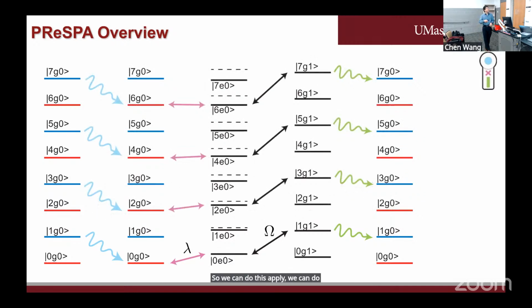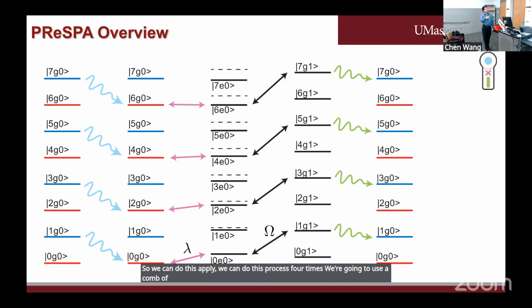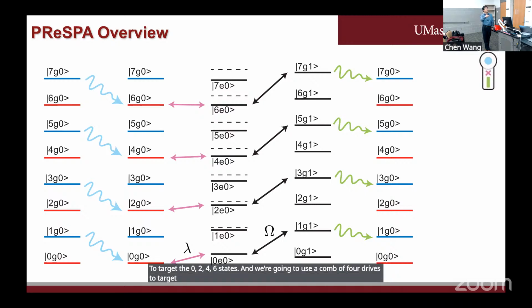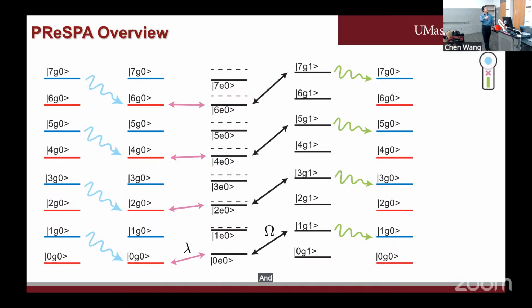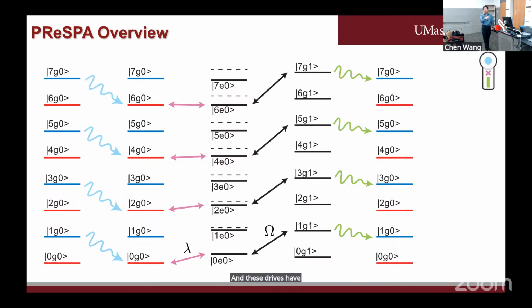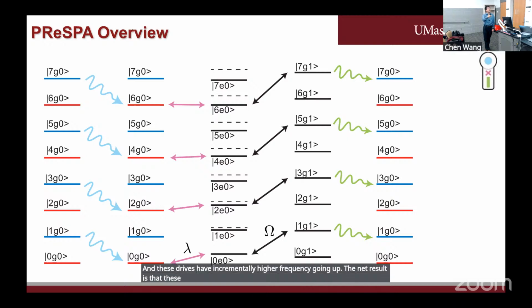So we can do this process 4 times. We're going to use a comb of 4 drives with a frequency spacing of 2 chi to target the 0, 2, 4, 6 states. And we're going to use a comb of 4 drives to target these four-way mixing transitions. And you see that all these drives have incrementally lower frequency going up, and these drives have incrementally higher frequency going up. The net result is that these dissipative processes have the same energy or same frequency.